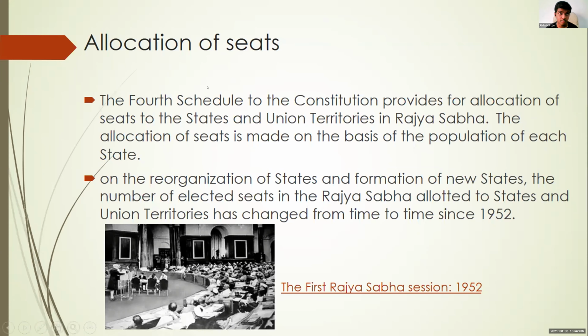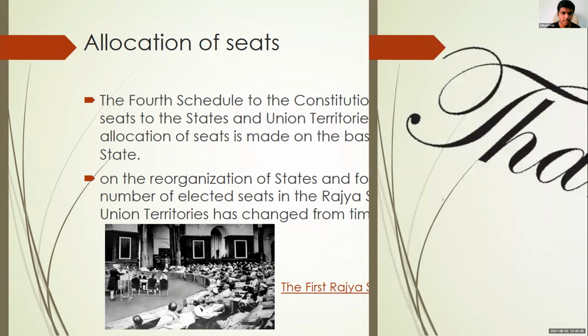An important point to note is that the number of seats will not always be exactly the same, because from 1952, which was the first time the Rajya Sabha session was held, the states have been reconfigured, new states have been formed, or other alterations have been made in the country. According to that, the Rajya Sabha changes its composition over time, and that's it.